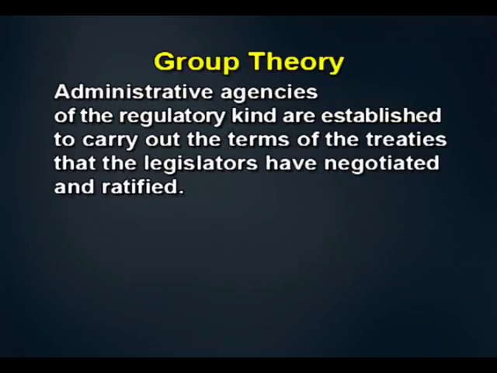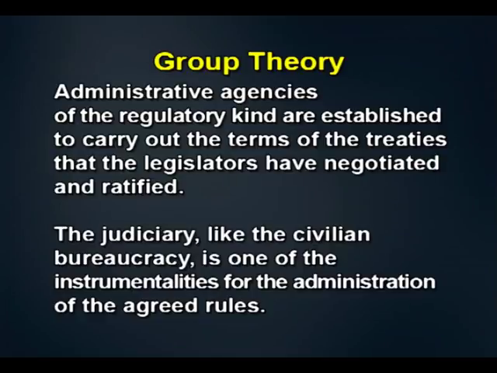Administrative agencies of the regulatory kind are established to carry out the terms of the treaties that the legislators have negotiated and ratified. The judiciary, like the civilian bureaucracy, is one of the instrumentalities for the administration of the agreed rules.